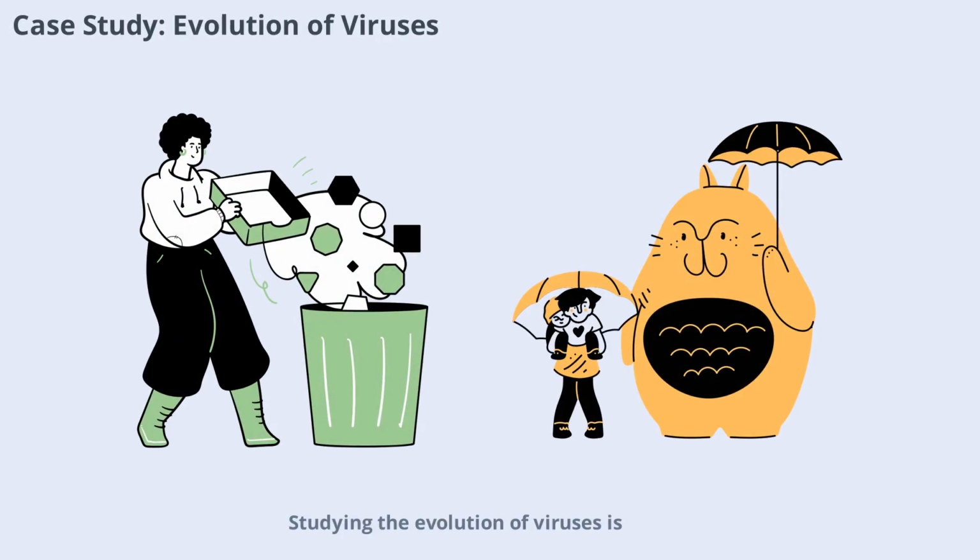Studying the evolution of viruses is essential for predicting outbreaks and developing vaccines. Evolutionary algorithms simulate viral evolution, helping researchers understand how viruses adapt to hosts and evade immune responses. These insights inform public health strategies and the design of more effective vaccines.